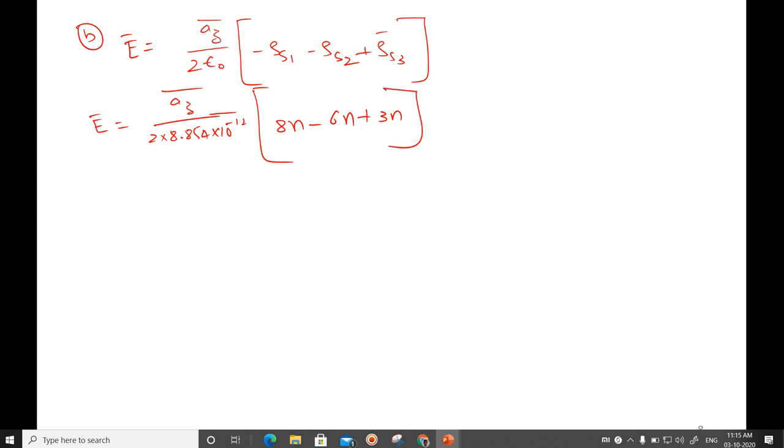Yes, we add this and get the simplified answer. 8 minus 6 plus 3, so it is 5 nano in the numerator. 5 nano means 5 exponential minus 9, divided by 2 into 8.854 exponential minus 12. So we are getting it as 282.